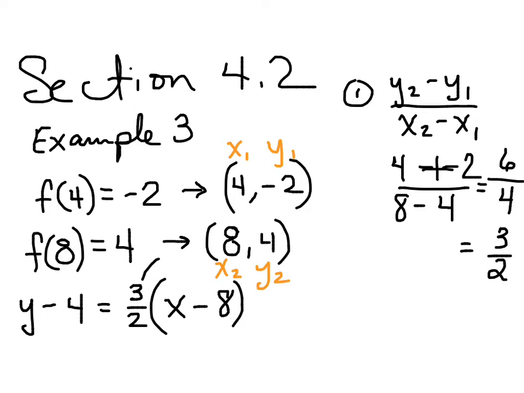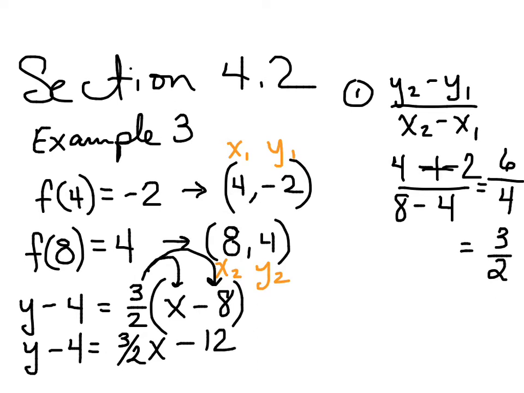First thing we're going to do is distribute. What's 3/2 times x? 3/2 x. Nice. What's 3/2 times negative 8? If you don't have a calculator, how I do it is I take negative 8 times 3, which is negative 24, and then divide negative 24 by 2. So what comes out? 12. Negative 12.